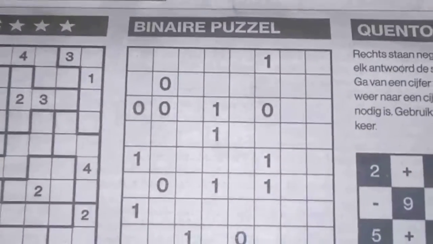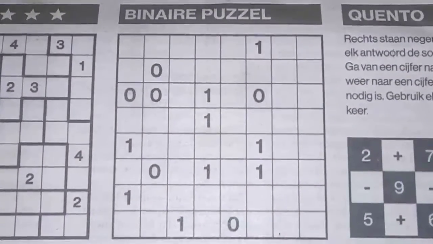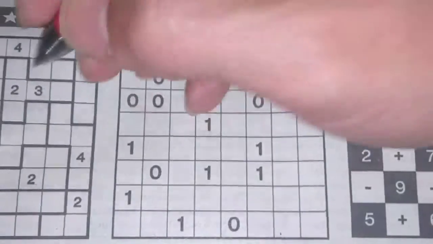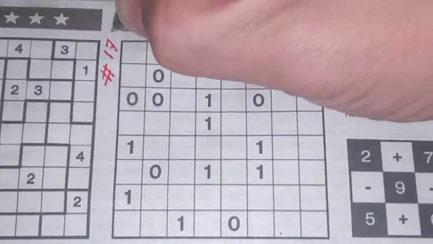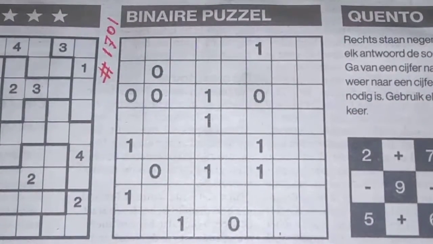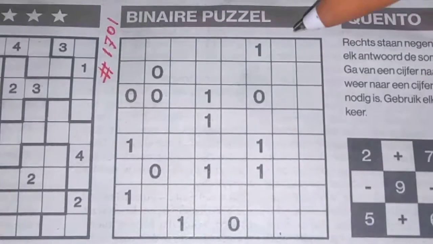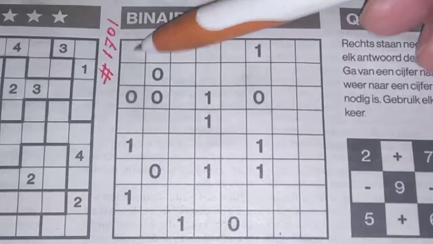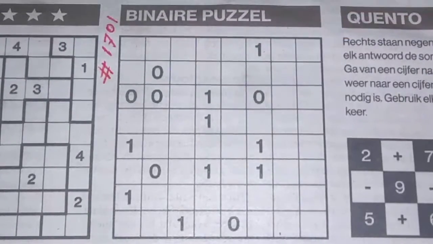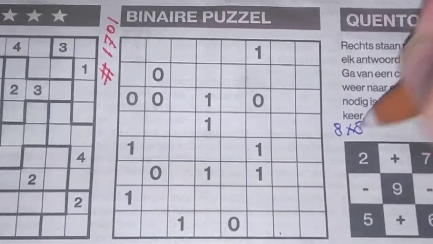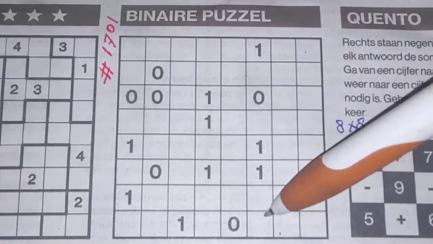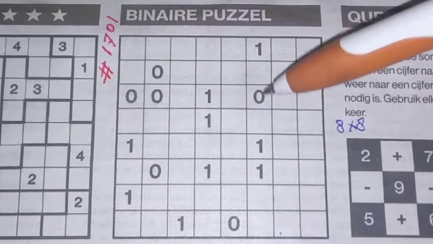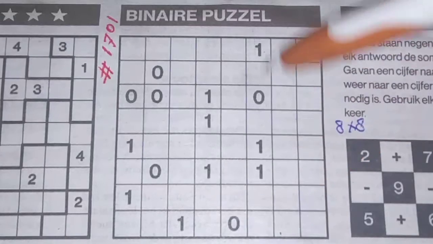We have 3 Sudokus left, 1 binary and 2 tectonics. This one is a tectonic, and this will be number 1701. And what kind of a binary is this one? Let me count. 1 2 3 4 5 6 7 8. It's an 8 by 8 binary puzzle. That means in a row or in a column there are always 4 ones and 4 O's.